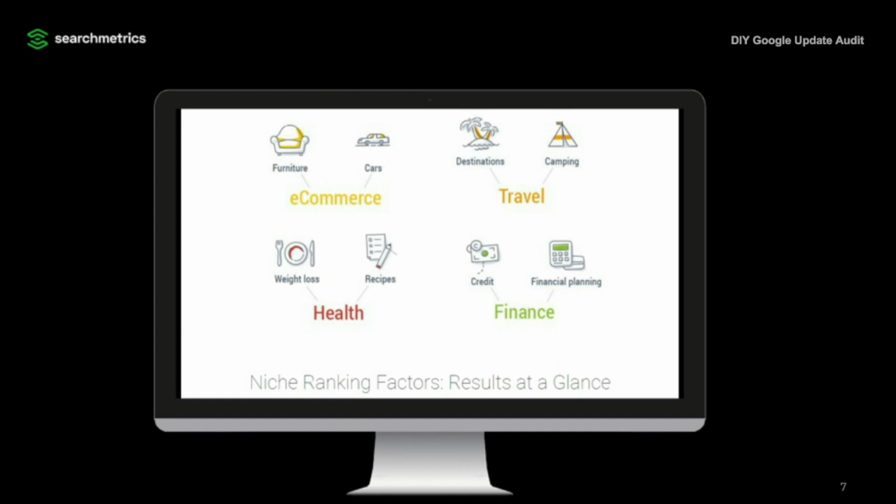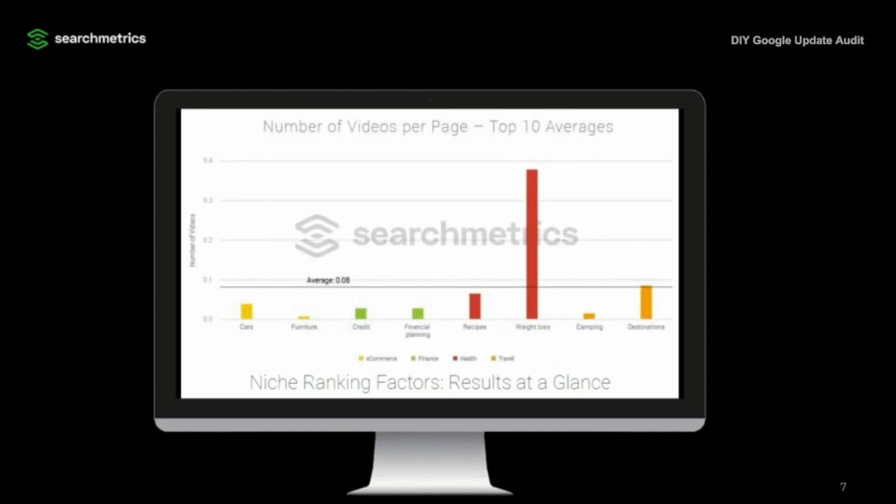In the past, we published correlation studies on ranking factors year by year. But we stopped that because we have seen that there are changes in the ranking factors that are affecting the rankings differently for different niches, for different industries, like e-commerce, travel, health, and so on. Just as an example, for the weight loss industry, it seems to be good to have videos on the page. And for the others, we don't see that much.